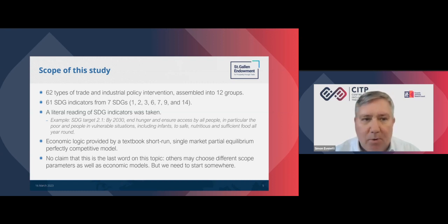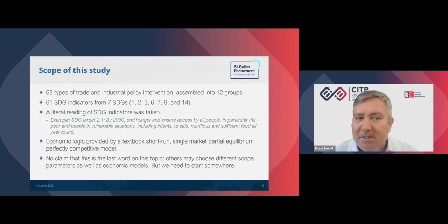And so what we did was to look into our database. We have 62 different types of policy intervention, and many of them have broadly similar effects. So we grouped them into 12 groups. We also looked at the SDG indicators. We focused on 7 of the SDGs, and we found 61 SDG indicators where we thought there was market processes at work, and therefore a potential role for trade policy. Notice I say the word potential, or for FDI policy.